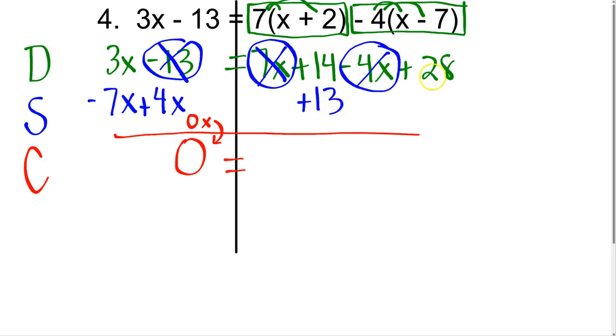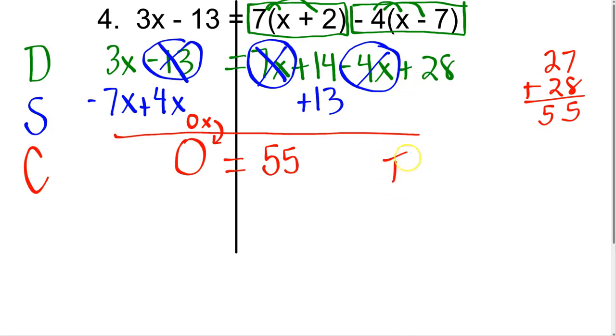And then I have 28 over here. So 27 plus 28 is 55. So variables canceled out, right? So we canceled those out. We got 0 on one side. And then on the other side, when we combined the constants, we got 55.